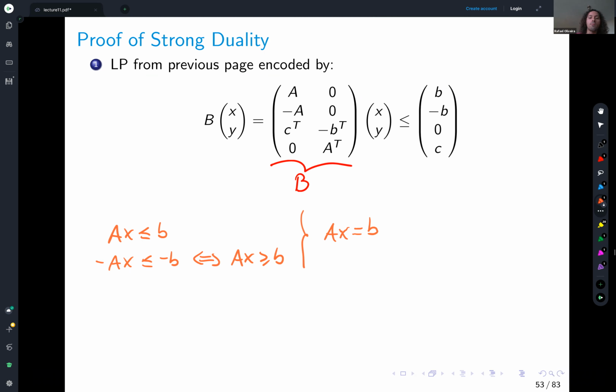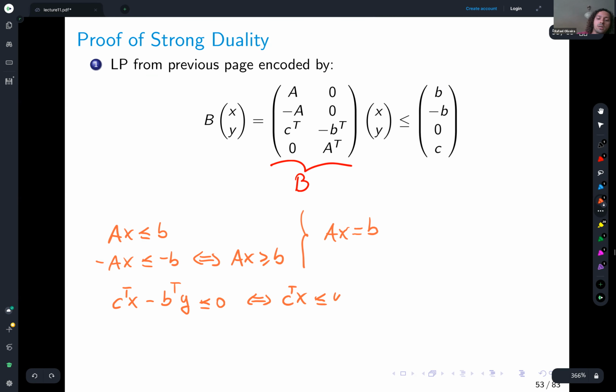Now, the third inequality is just saying C transpose X minus B transpose Y is less than or equal to 0, which is equivalent to C transpose X less than or equal to Y transpose B.